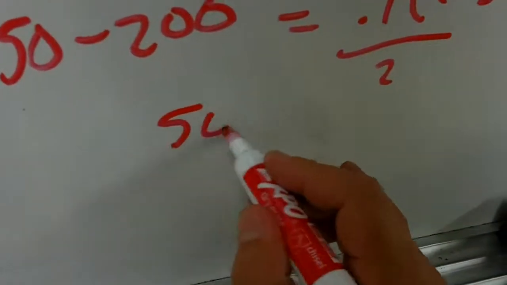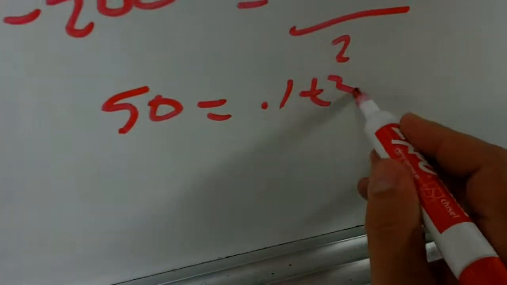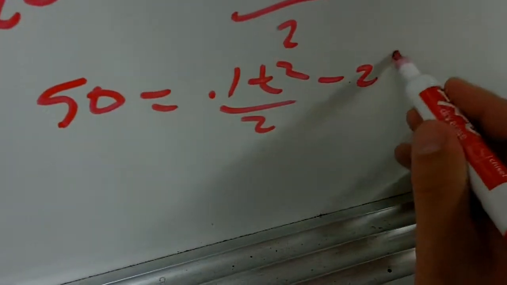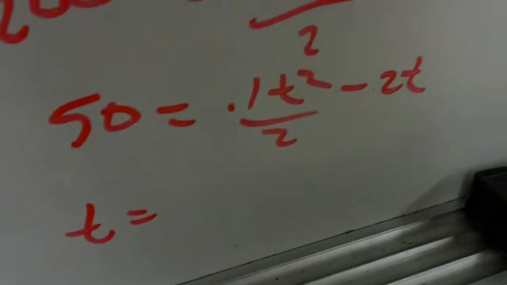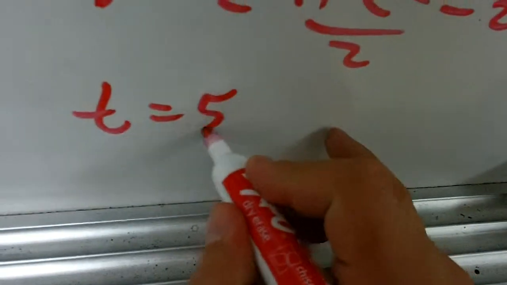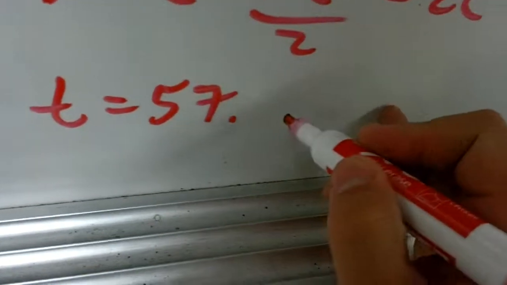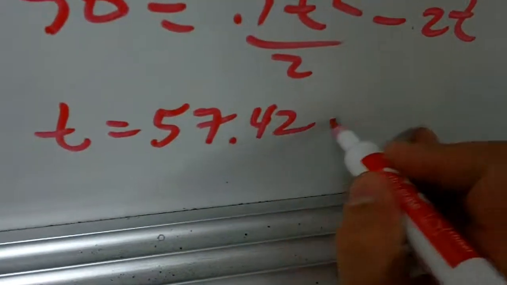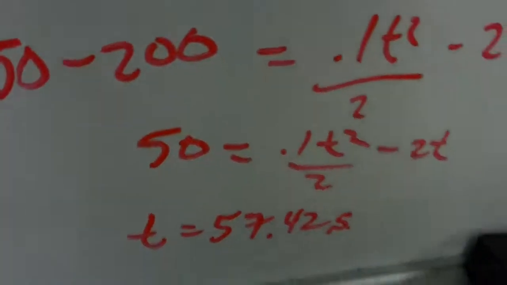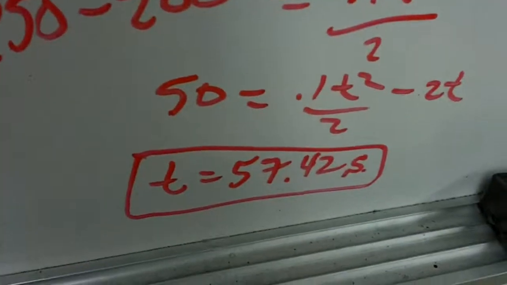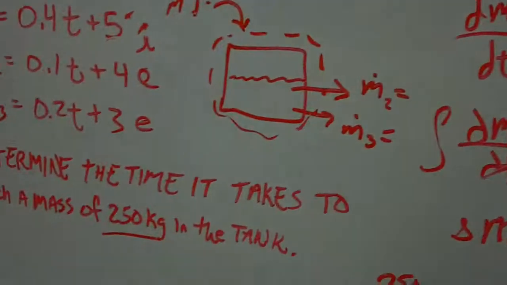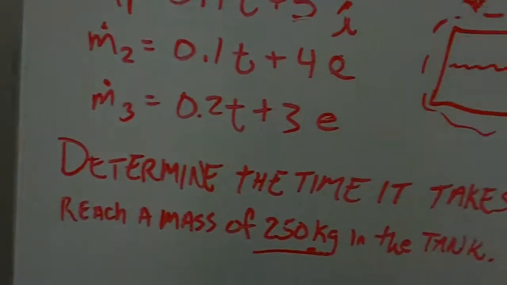We end up getting 50 is equal to 0.1t squared over 2 minus 2t. Solving for t, we end up with, as I previously calculated, a time of 57.42 seconds. And this is our answer here. This is the time that it would take to fill our tank to a mass of 250 kilograms.